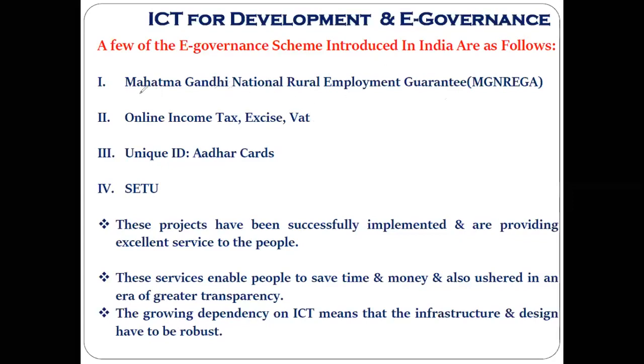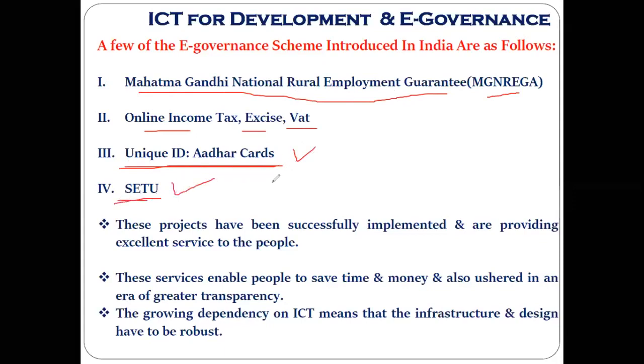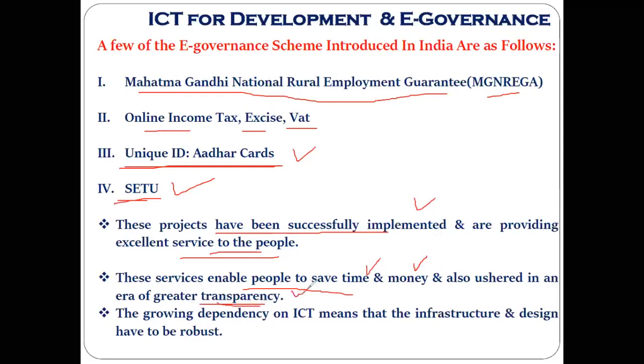Some of them I have already shown you, like the Mahatma Gandhi National Rural Employment Guarantee, that is the MNREGA, online income tax, online excise VAT. You can operate and modify your Aadhaar details, you can apply for Aadhaar, and Setu sites are there. These projects have been successfully implemented and are providing excellent services to the public nowadays. Because of this, as we have already discussed, people's time is saved, government time is saved, money is saved, and transparency is also increasing.